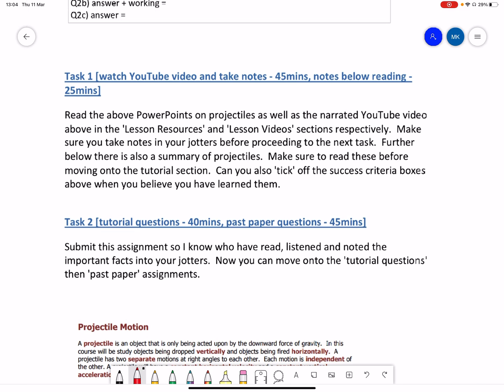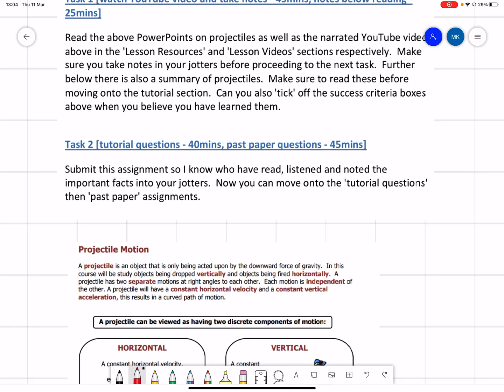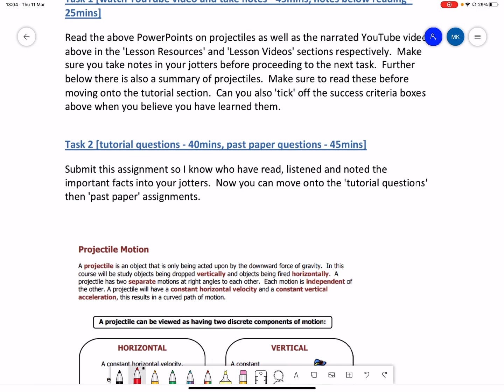Right, so task 1 is you're watching this video, and the PowerPoints are also there, and then just take some notes in your jotter. That should take you around 45 minutes. And the notes are also below here if you want to have a read at them. Task 2, after that, is going to be tutorial questions again and another assignment, 40 minutes, and past paper questions around 45 minutes. That should cover your 5 lessons for this week.